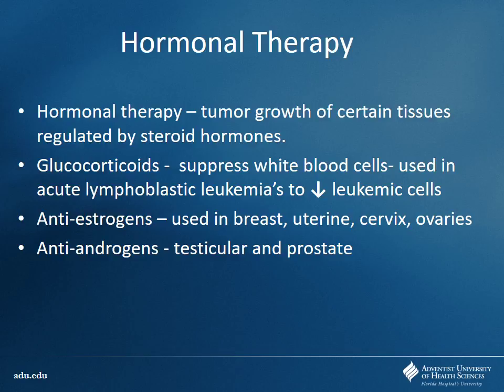So again, sometimes we'll give glucocorticoids. This actually helps to suppress the white blood cell production. That's where we mentioned using prednisone or dexamethasone very frequently. So that can be useful in treating leukemias. You see that pretty commonly. And we mentioned things like anti-androgens being used for testicular or prostate cancer, and anti-estrogens.